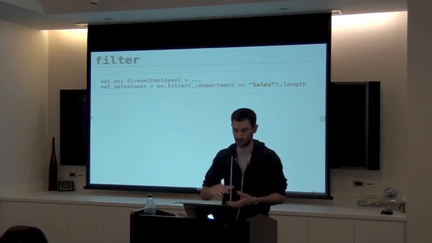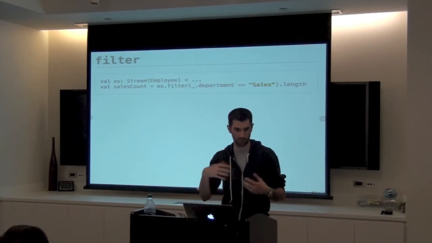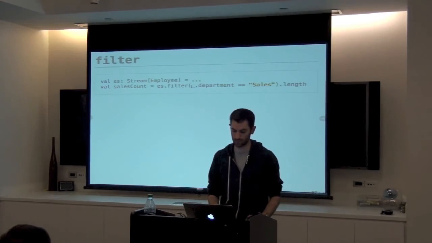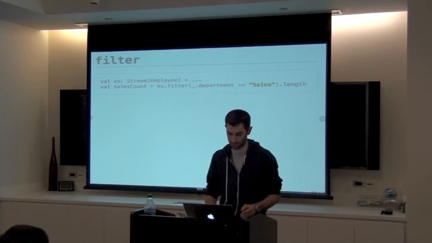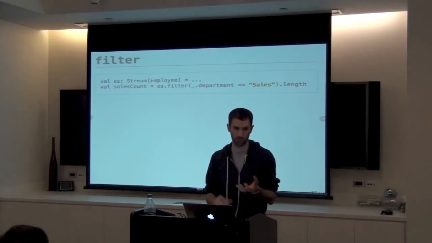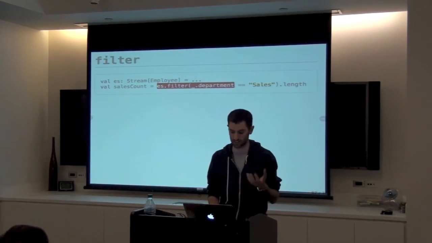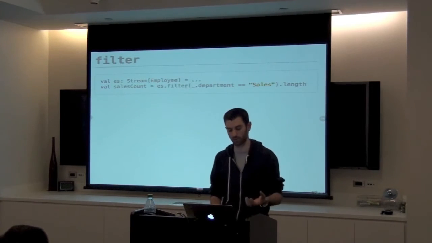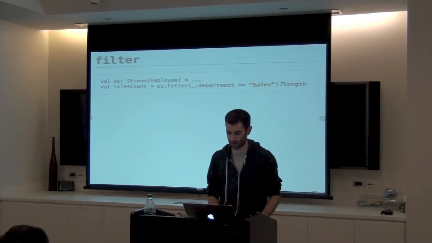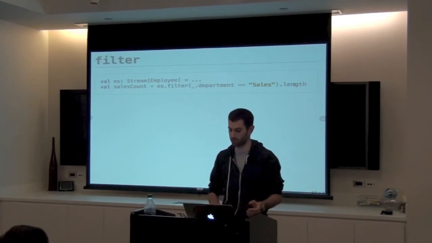Another example of a function that comes out of this process of looking at code, noticing duplication, and factoring things out is the function filter. It's going to take a function from A to Boolean, and it's going to remove any elements from the stream that don't match that function. So this is another way of writing that same program. We're calling filter and only including things that are in the sales department, and then we're calling the length function on the resulting stream. And that's another way of counting the number of employees in the sales department.